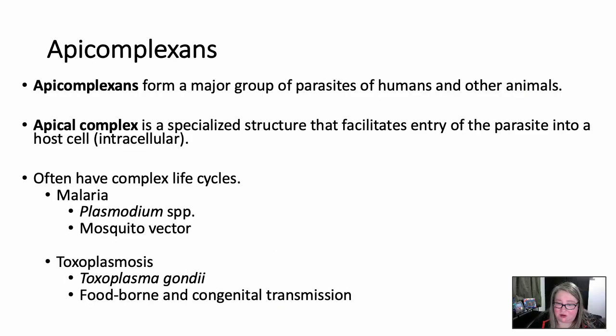Okay, so the next group we're going to talk about are the apicomplexans. This is actually a major group of the protist family that infect humans and other animals. What's really special about the apicomplexans is they have what is called the apical complex. This is a specialized structure that these parasites use to attach and enter into the host cell. Just like the amoebas, they're intracellular parasites.